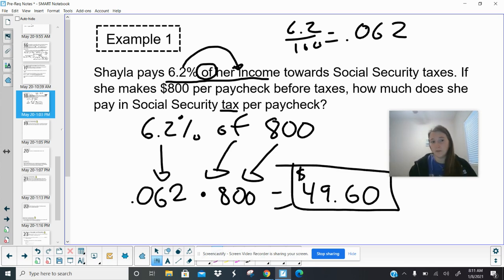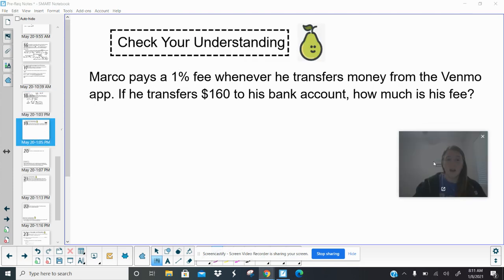And all we had to do is multiply to get the answer. So I want you guys to try this one. It's going to be the same sort of thing where it doesn't quite tell us directly. It doesn't say 1% of this, but go ahead and read it and give it a try.